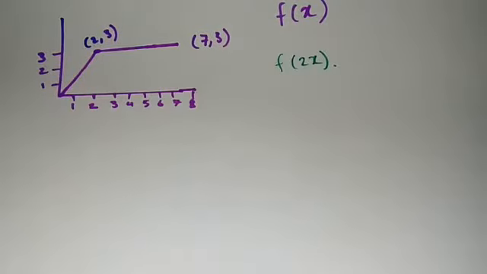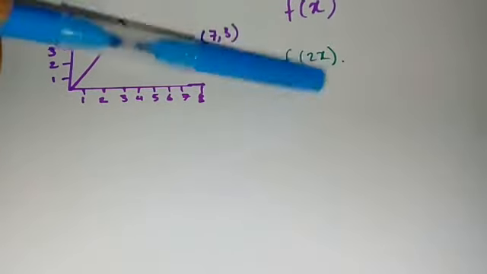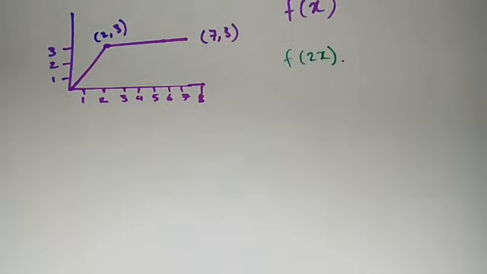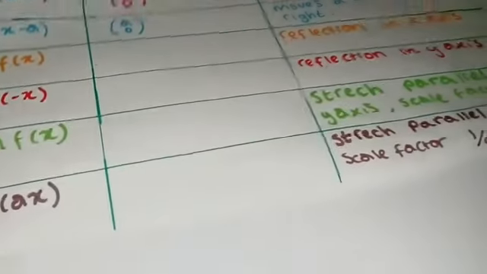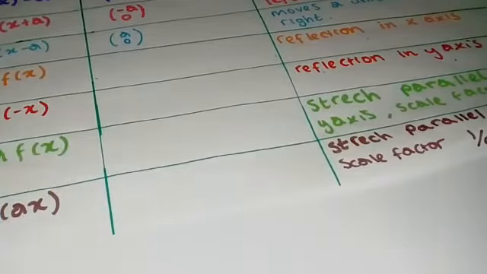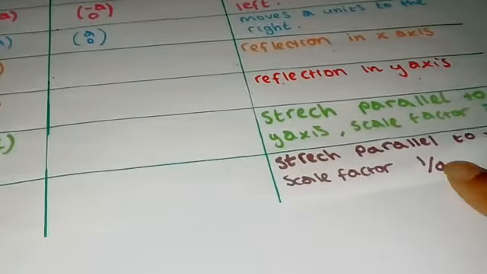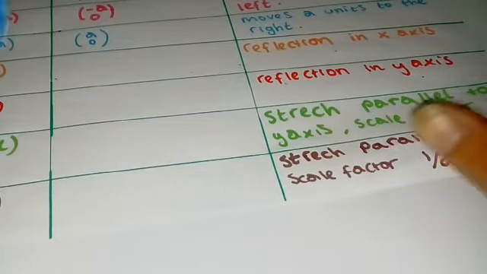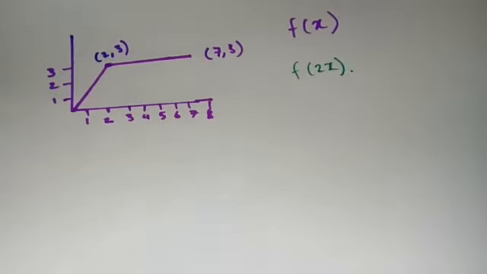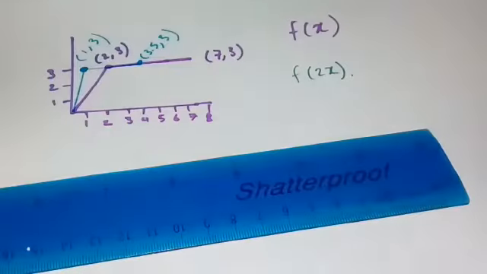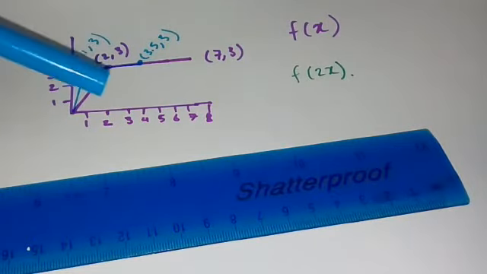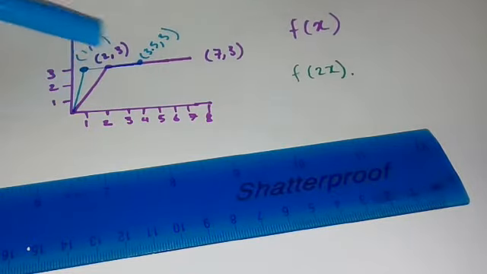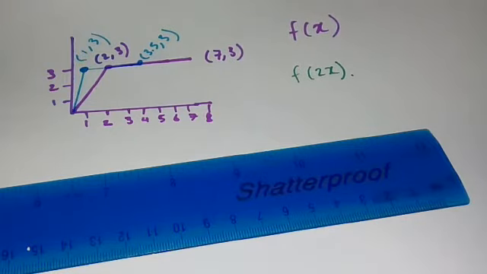Here I've taken the same graph, but this time I want to stretch it parallel to the x-axis. Now if we take a look at the rules, you can see that if we're stretching parallel to the x-axis, you have to stretch scale factor 1 over a. Now in this case a is 2, so we're going to stretch parallel to the x-axis by scale factor 1 over 2. Here is our new graph. I have multiplied all of the x coordinates by half, which is how I have obtained my new graph, and you'll notice it's more squashed than our original graph, and that's because we've halved its width.